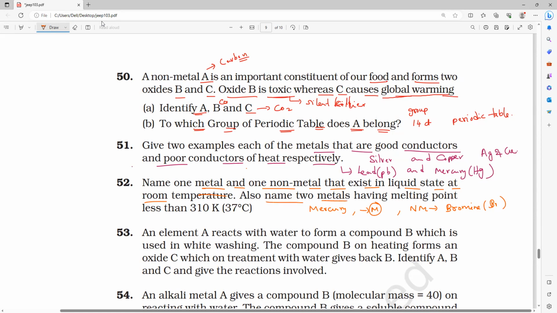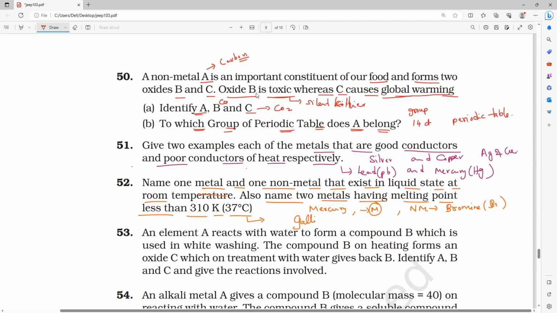Next, they are asking: also name two metals having a melting point less than 310 Kelvin. See, on the day I taught it you might have thought it had no importance, but now it is important. There are two metals having a melting point less than 310 Kelvin, and even if you put them on your hand, they will melt. What are those metals? Gallium and cesium.